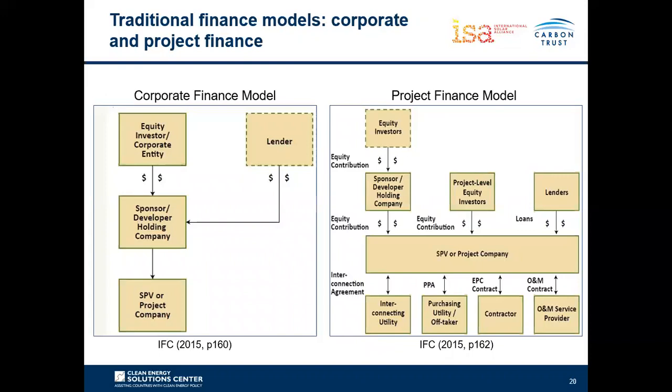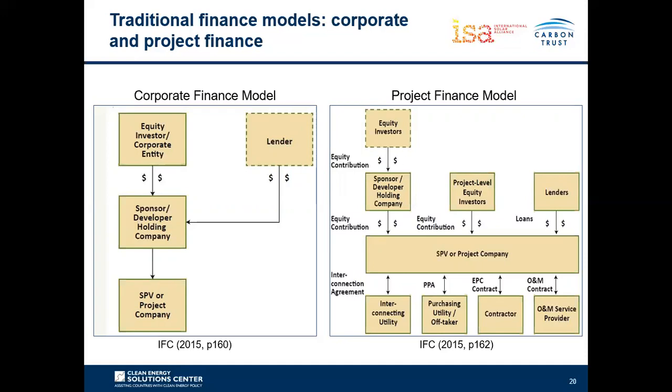And these are the two main finance models that we see, typically at utility scale, but not necessarily at utility scale only. In the corporate finance model, the investors and the lenders provide finance against the sponsor or the developing company's balance sheet, against their assets, and they then use that funding to develop the solar PV project. And this differs from the project finance model, where the project company is a separate entity to the developer, and it's provided finance based on the expected cash flows from the project.